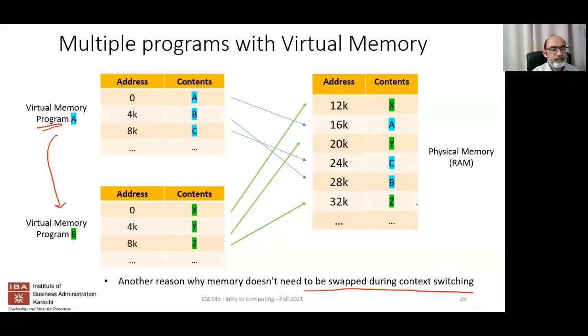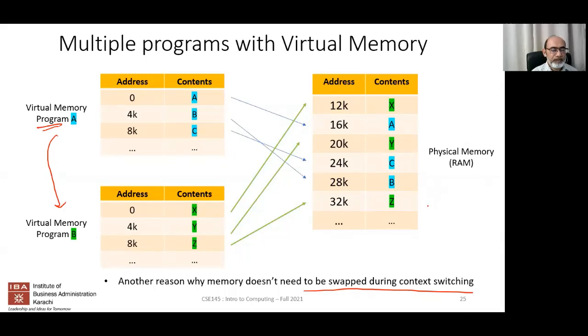Sir, we don't need to swap the memory because we have already pointed where the data is stored in the physical memory. So when the data is used, it is stored in the accumulator only using the address.